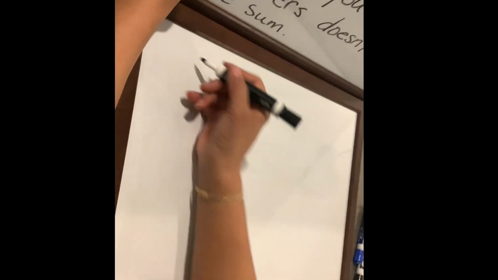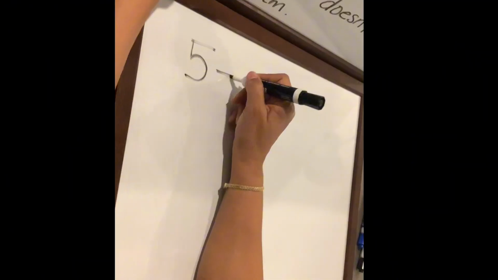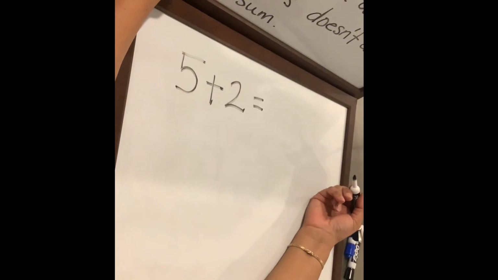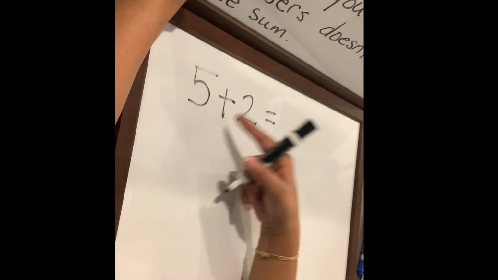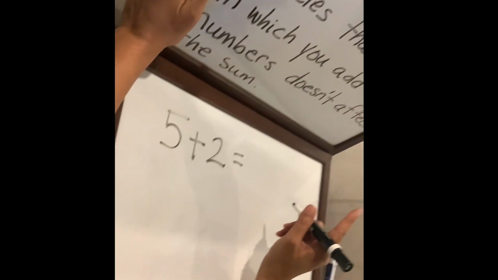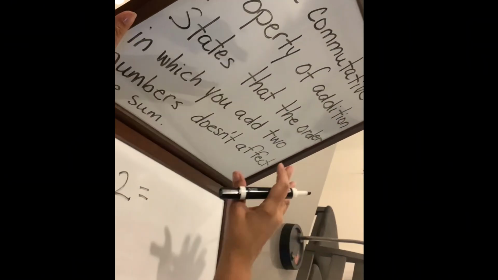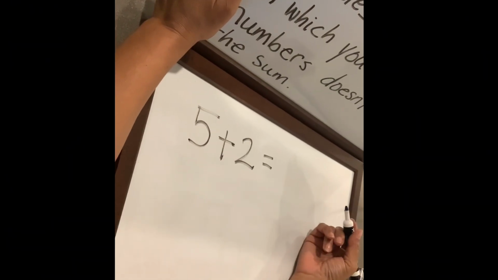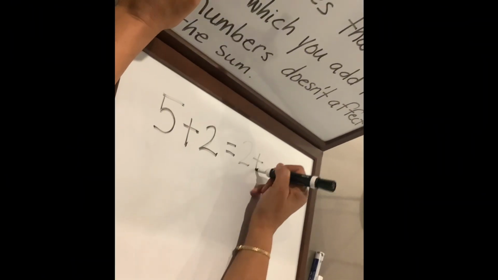5 and 2. Okay, is equal to what? 7. Okay, but we're trying to practice this commutative property. So I want to do the same thing, but I want to switch the order. So 5 plus 2 is equal to? 2 plus 5.